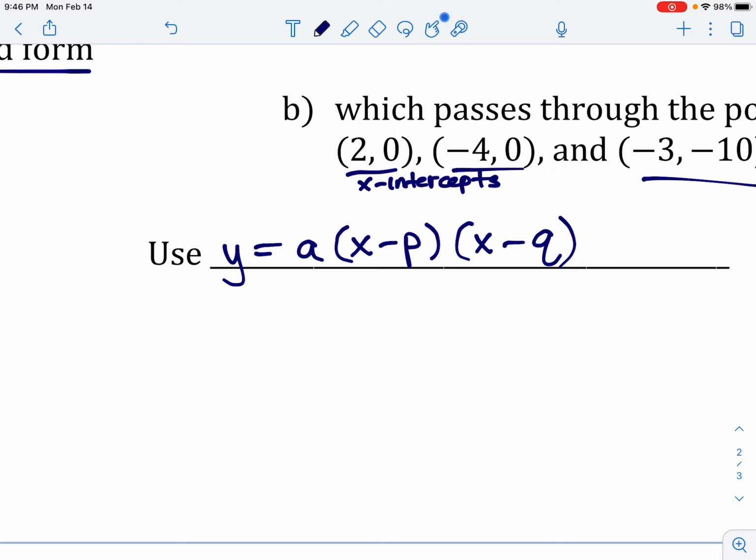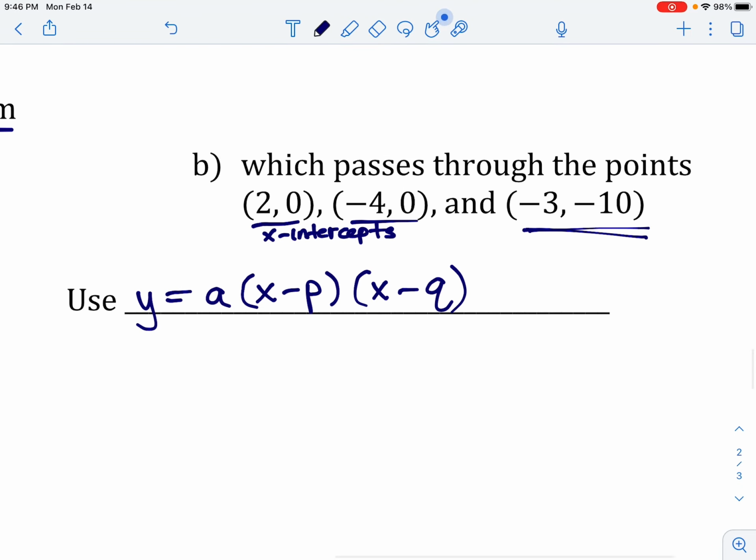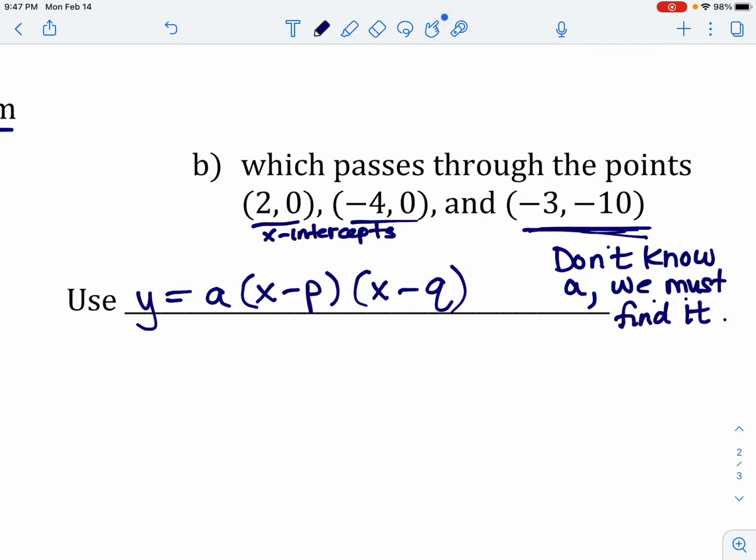In this case, we're given an extra point. Because we're given this extra point, we know that a cannot be just 1. So we have to find what a is. We don't know a, so we must find it. This is what we're going to learn how to do today: find the a and then convert it back to standard form.